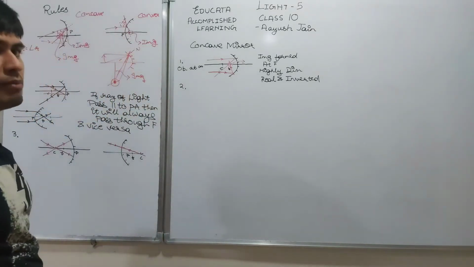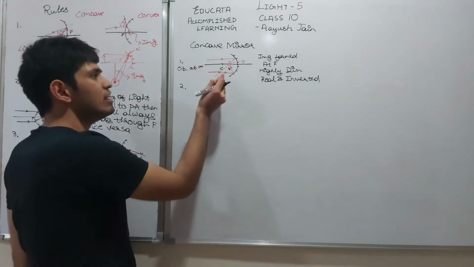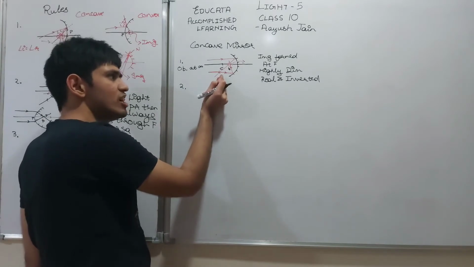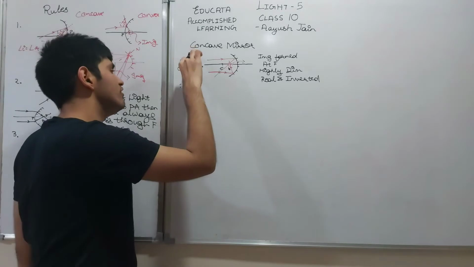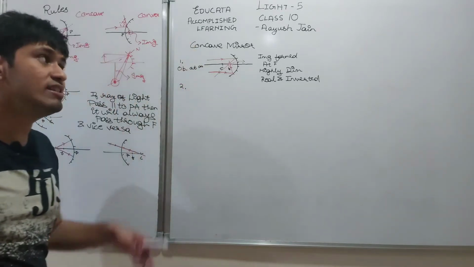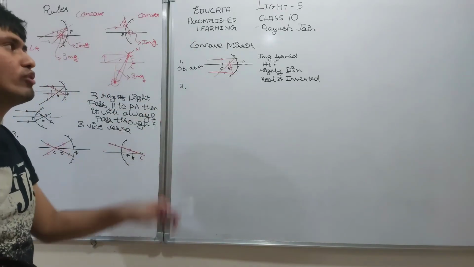Now, the second case that comes to our mind is that the object is present just beyond the center of curvature. See, in the first case, it was present at infinity. In the second case, if the object is present just beyond the center of curvature, then what will happen?